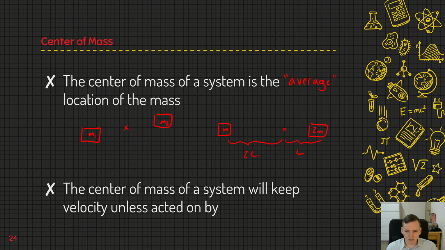And the reason this is important is center of mass will keep a constant velocity unless acted on by a non-zero net force. So in other words, what we're saying here is with a collision, if you just look at the center of mass of a collision, you can treat all the objects involved as a single system moving with some velocity at the center of mass, and that's going to stay constant.